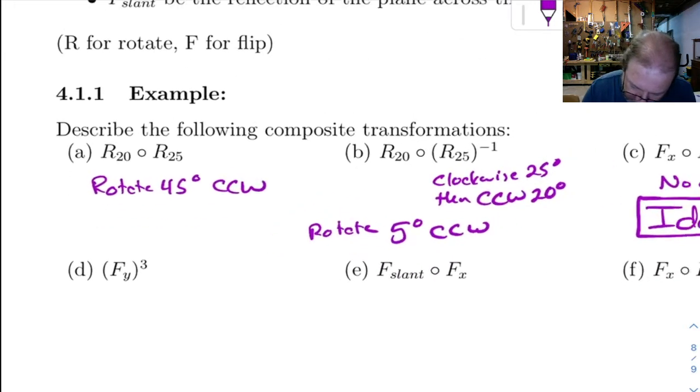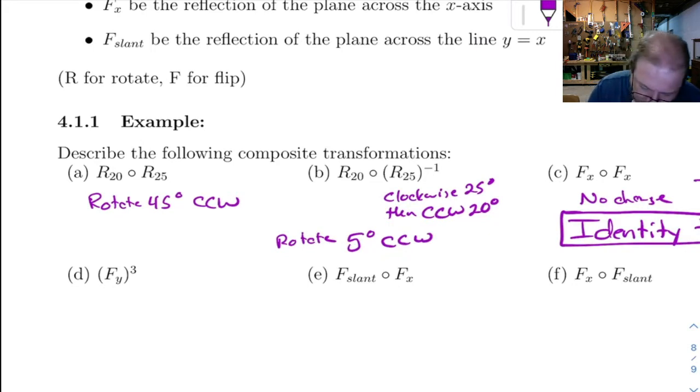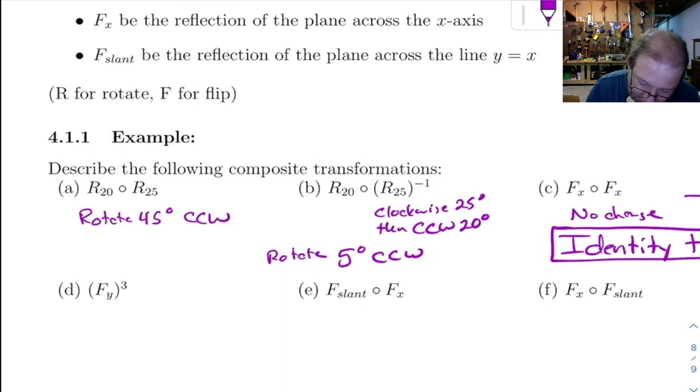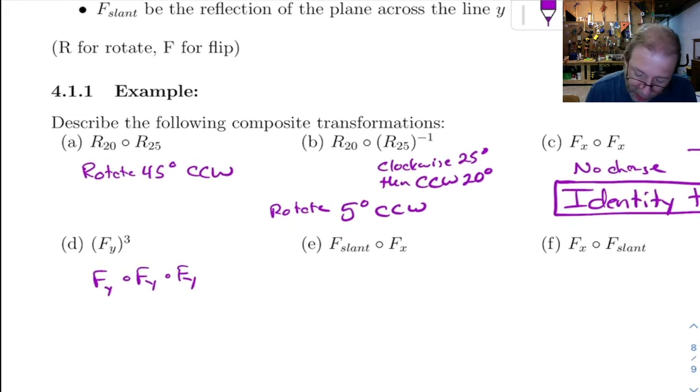Okay, what about this one down here? Fy cubed. I don't have that written up here, but this is flipping across the y-axis. This would mean Fy after Fy after Fy. So basically, you flip across the y-axis once, twice, 3 times. So that's the same as just flipping across the y-axis once.